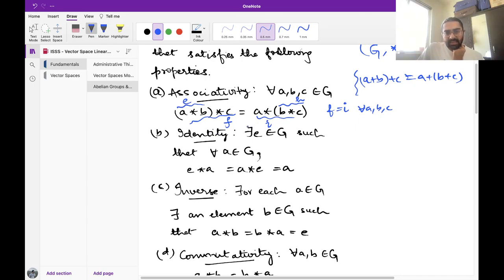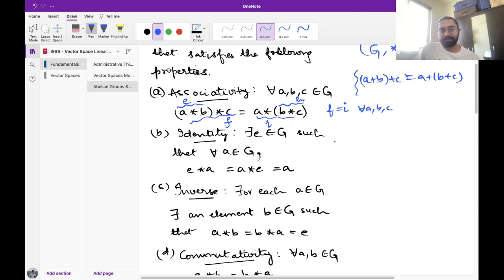Identity means there exists some element E which belongs to this set G, such that for all A in G, if I apply the operation on E and A, or on A and E, because in some operations the order matters, even if I exchange the order, when I'm working with this element E, I get the same result, A. So can you think of what could be the identity in the case of addition sort of operations?